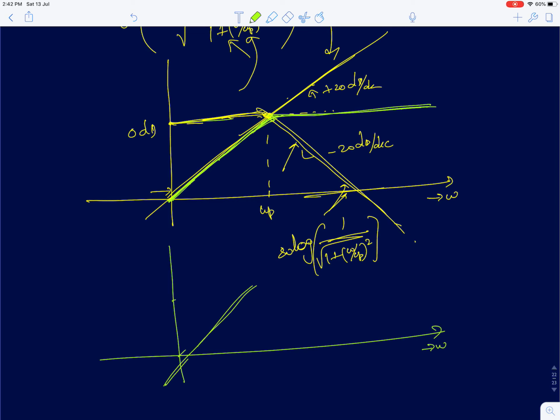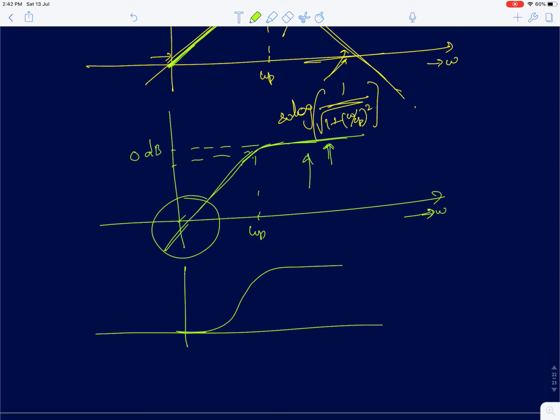Now such a filter is called a high pass filter because it's passing the higher frequencies and rejecting the lower frequencies. Okay, on a linear graph, if I try to plot it, it will look something like this. At omega equal to omega p, you will get 1 by root 2, okay, and 1 at higher frequencies. On a logarithmic graph, it will look like this.